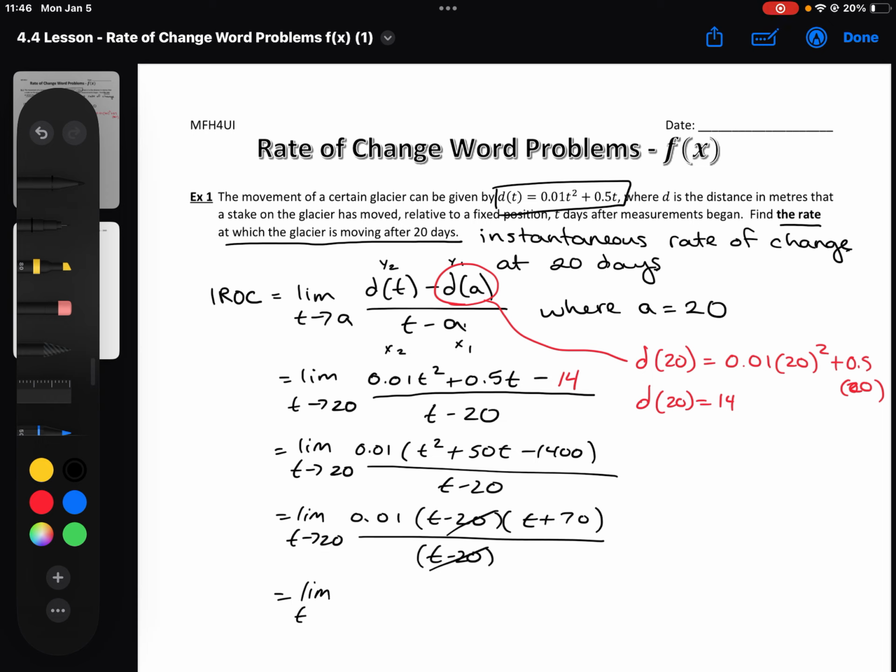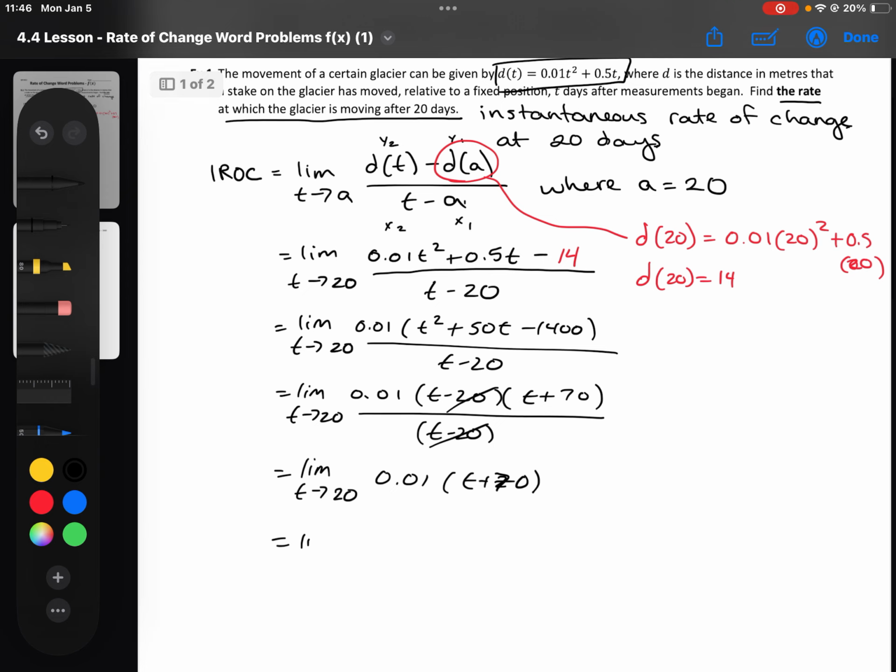And then I'm sitting with the limit as t goes to 20 of 0.01 times t plus 70. To evaluate my limit, I'm going to substitute in 20 for t and drop my limit notation. So I get 0.01 times 90, which gives me 0.9. This is a word problem, and so I do have units. It's changing at a rate of 0.9 meters per day at 20 days.